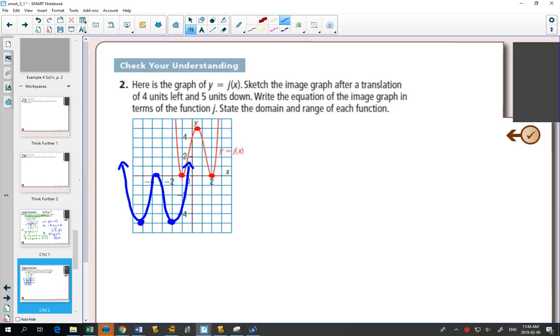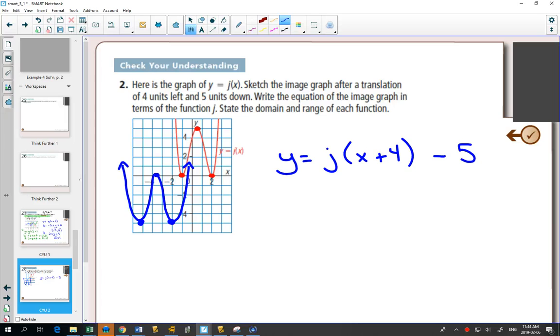Write the equation of the image graph in terms of the function j. So for my blue graph, if I want to show a translation left and right, that happens inside my function. So if I want to show 4 to the left, I would have an x plus 4 inside of my function. And then 5 down would show up as minus 5 afterwards.